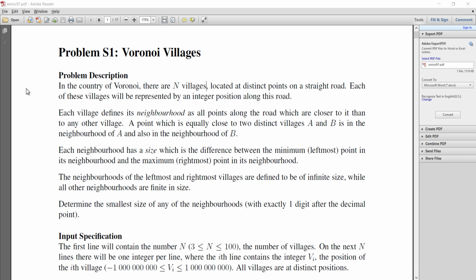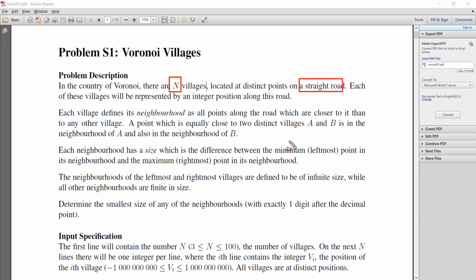Hello, today we are going to do the Canadian Computing Competition year 2018 senior problems, problem S1, Voronoi Villages. Now let's read the problem. In the country of Voronoi, there are n villages located at distinct points on a straight road.